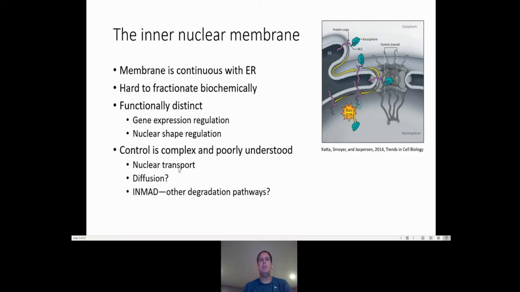I already mentioned nuclear transport. It's unknown how much diffusion controls what gets from here into here. And also, once proteins are at the inner nuclear membrane, how are their levels controlled? It's well known that there's an inner nuclear membrane associated decay pathway, but are there other degradation pathways? And how do pathways such as ERAD, ER associated decay, interact with the inner nuclear membrane?